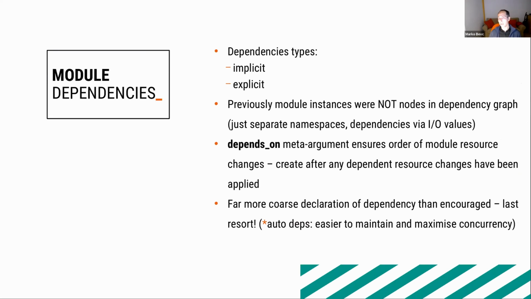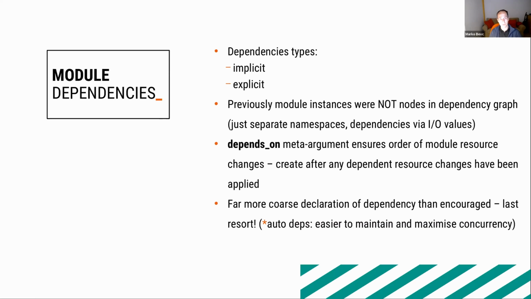So as we know, we have two types of dependencies, implicit or explicit. Previously, module instances were not nodes in the dependency tree. So there were just separate namespaces, and we could work around that by doing an implicit dependency, where you would use a value from one module in another module, which would create this implicit dependency throughout the graph.